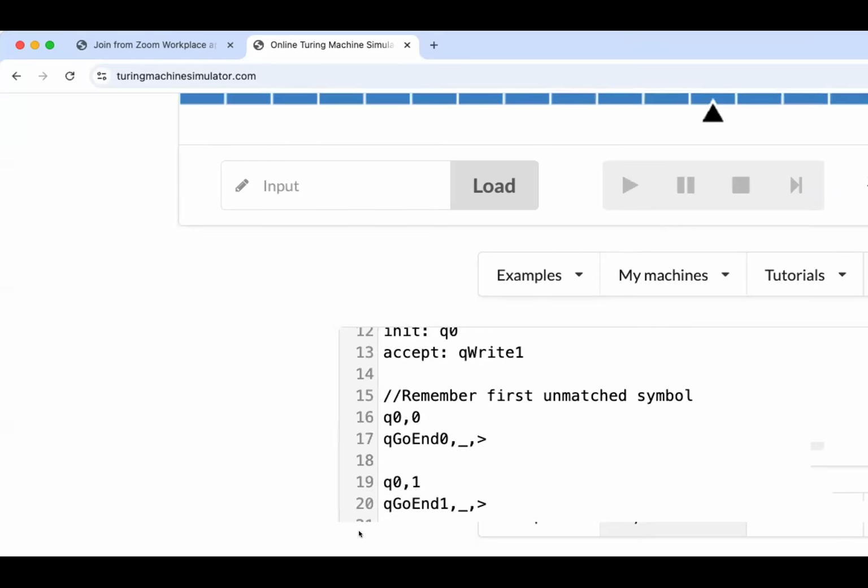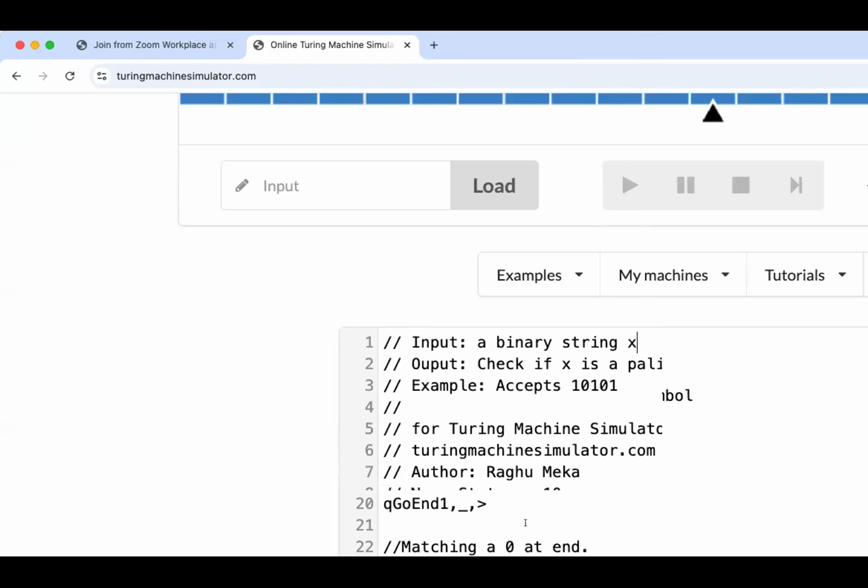Let me say a few words about this. For example, here, this segment is saying, remember first unmatched symbol. If I'm in the starting state and I see a 0, you say, okay, go to the end and match with a 0, and so on and so forth.